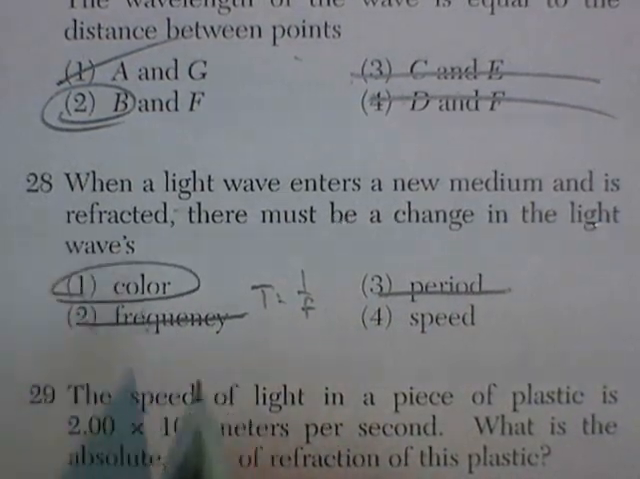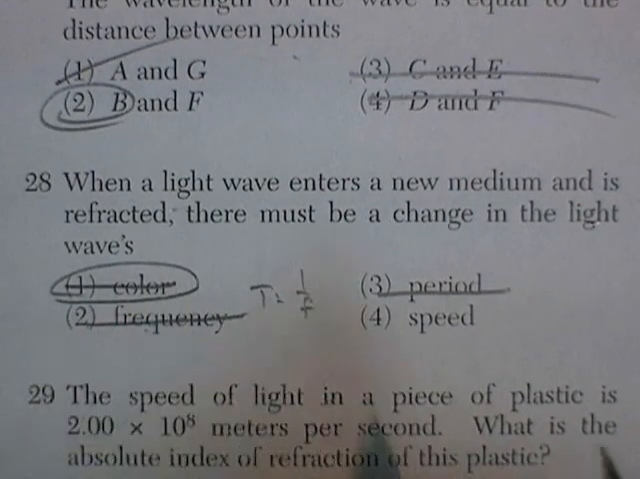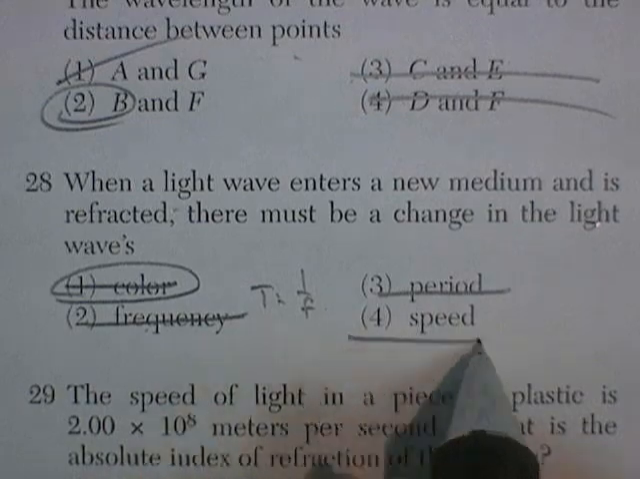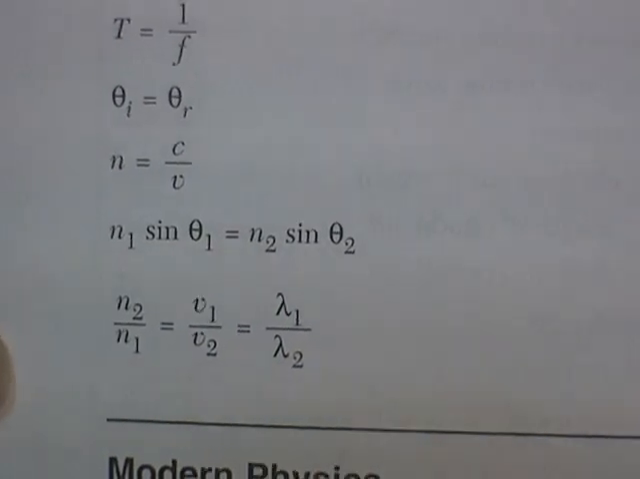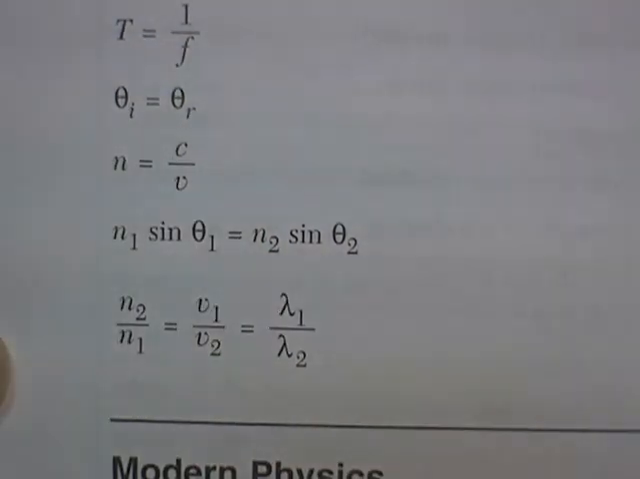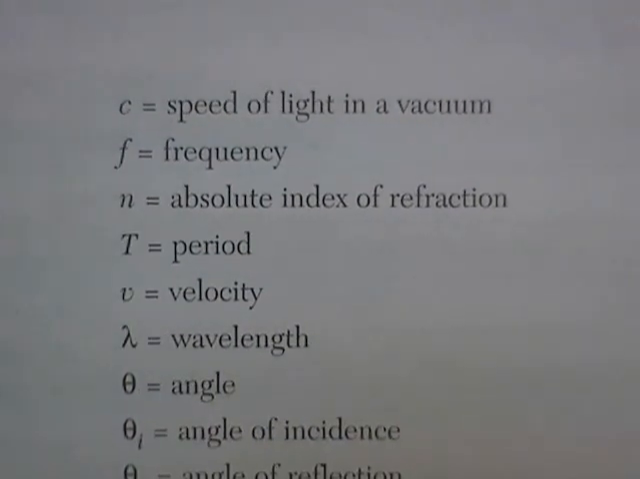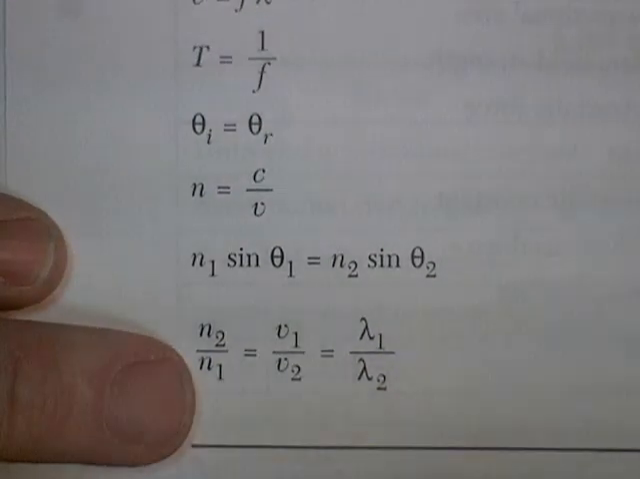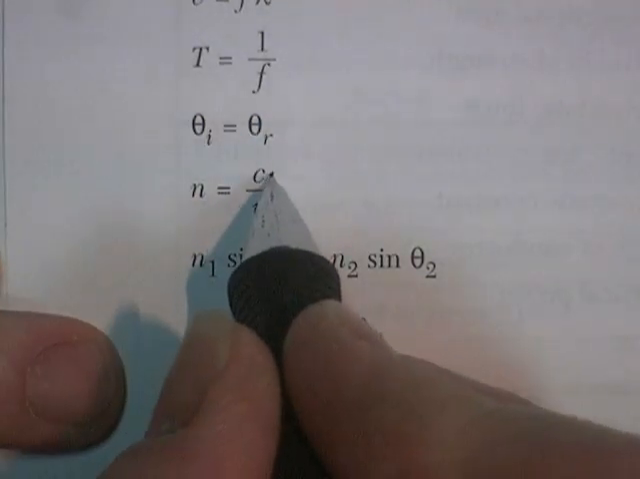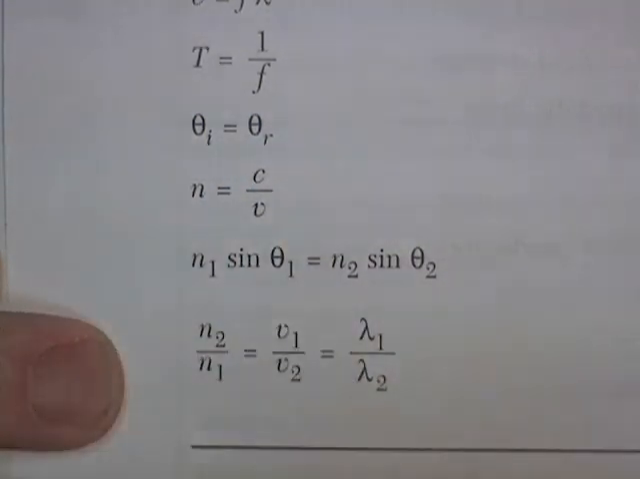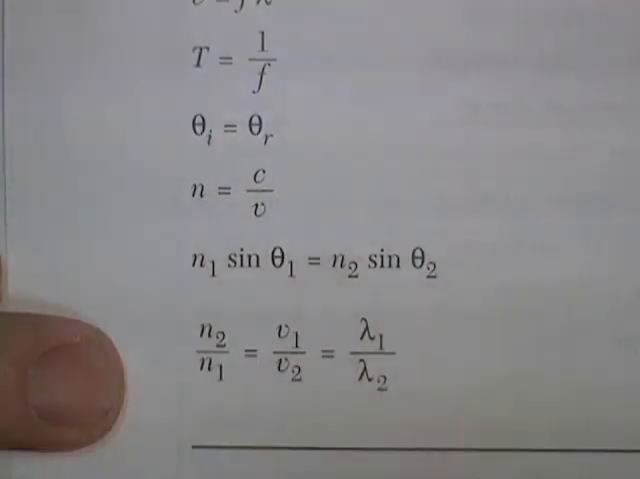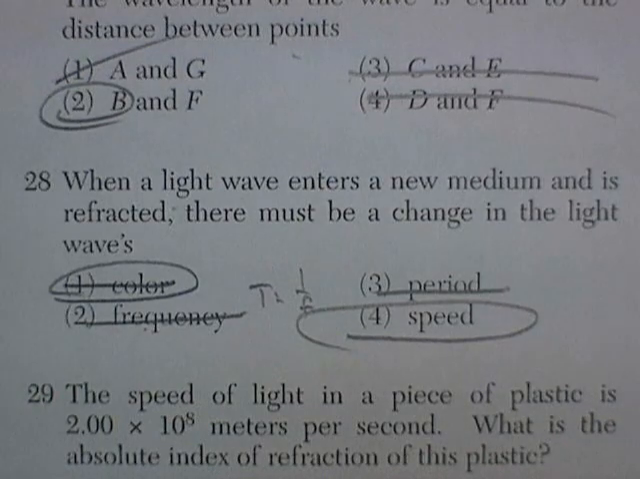And frequency is an indication of an object's color. So if you change the frequency, you change its color. So obviously, the correct answer for this has got to be the speed. We can find that here. The N, the absolute index of refraction for a material, is the ratio of the speed of light in a vacuum, C, to the speed of light in the new material. So when light goes into a material and it's bent, it's because it's changing its velocity. So we were right.